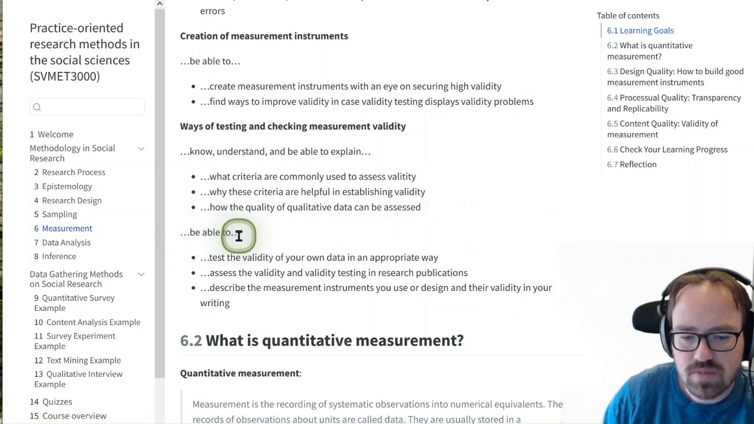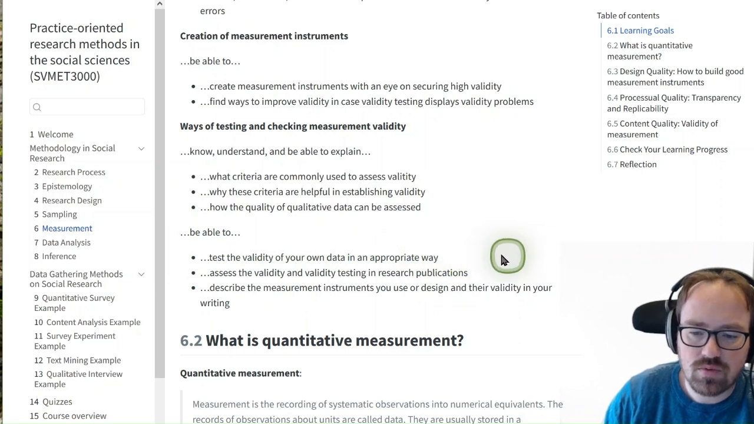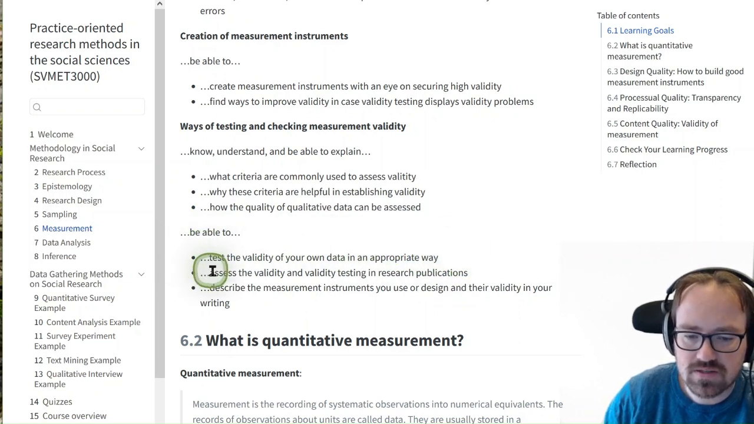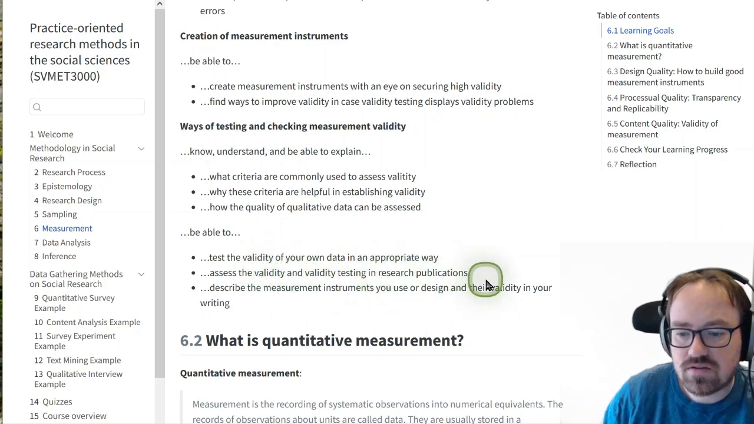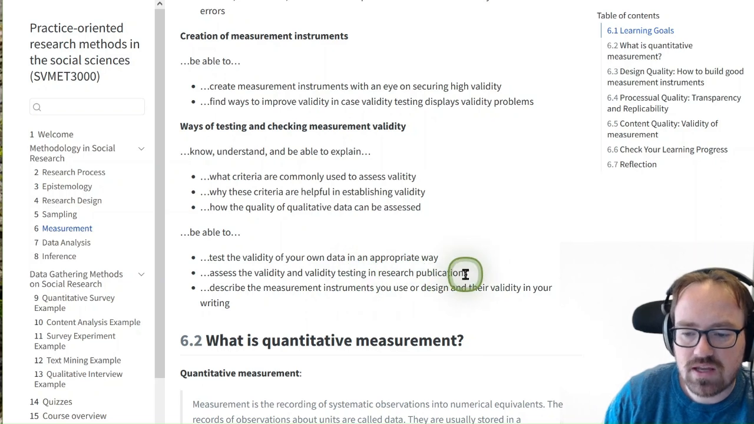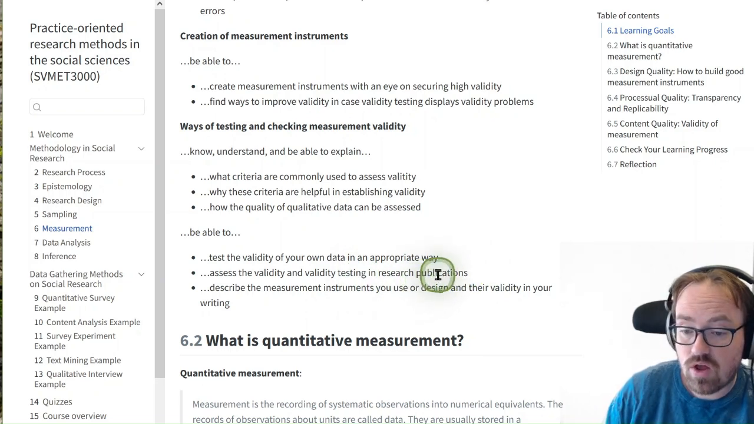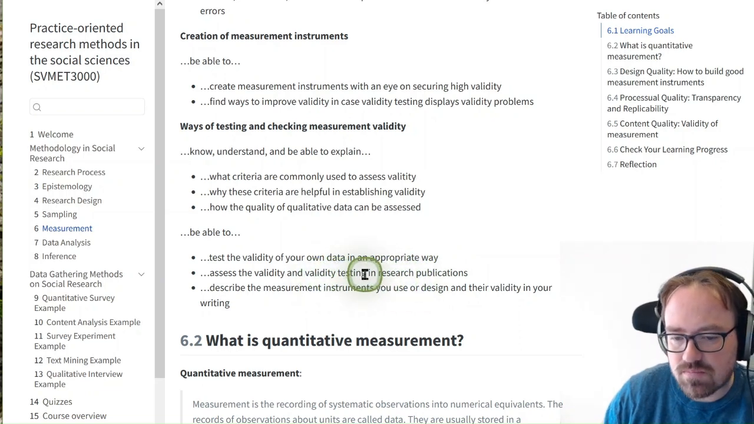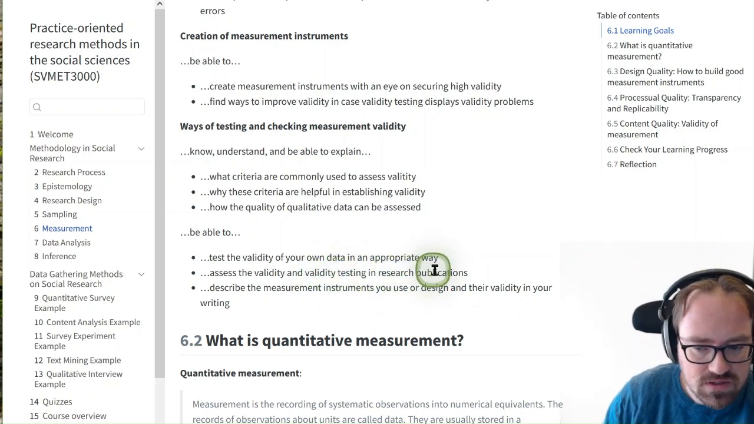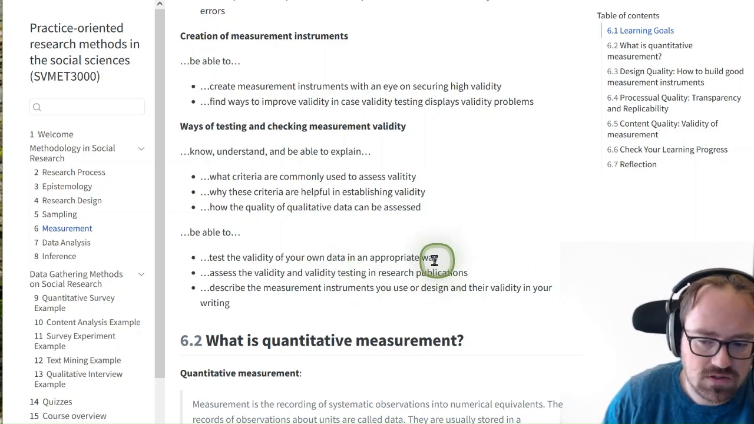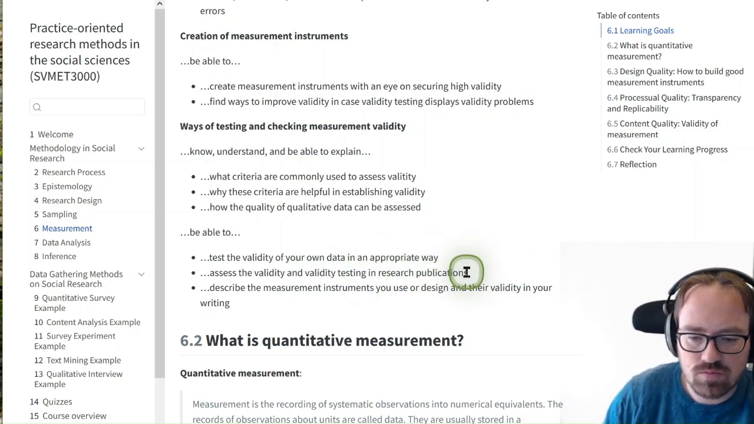Okay, and you should be able to practically test the validity of your own data in an appropriate way that makes sense in your context. Assess the validity and validity testing as you can see it in research publications, or also be aware of where validity problems may be hidden because there is a lack of transparency. That's also something you can see in research publications. You can be critical about the information you get about the validity of something.